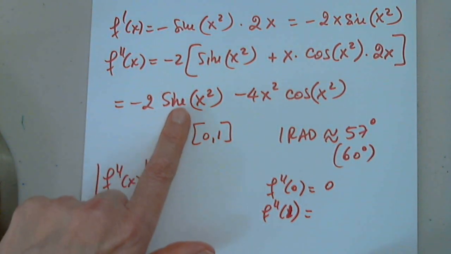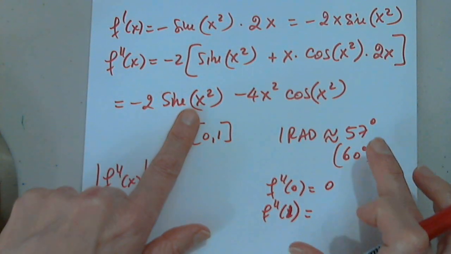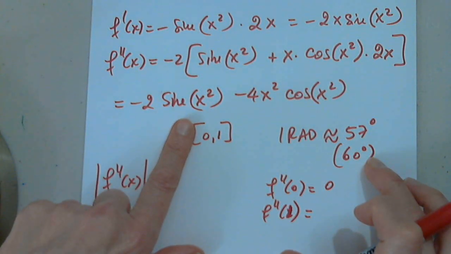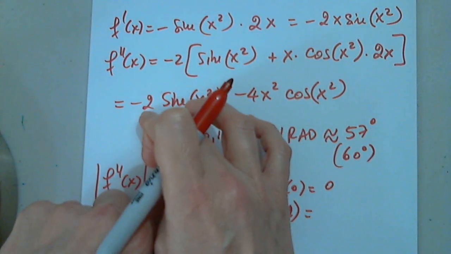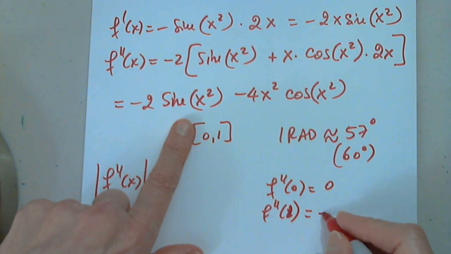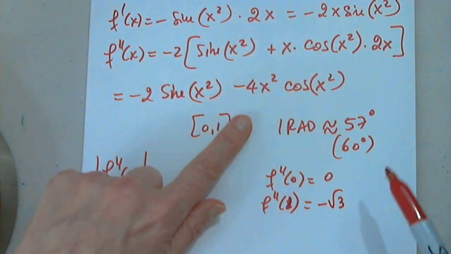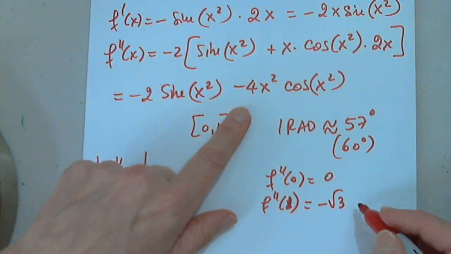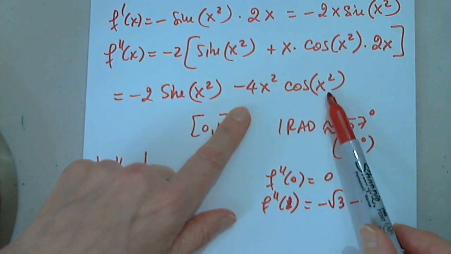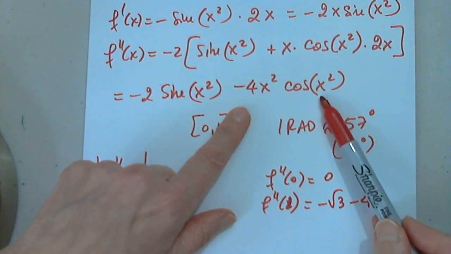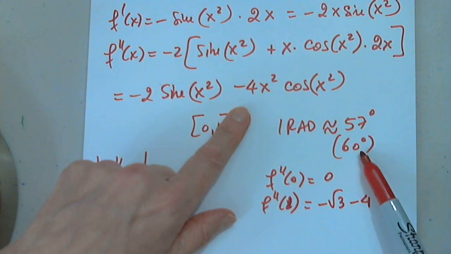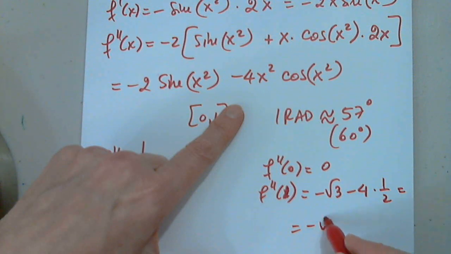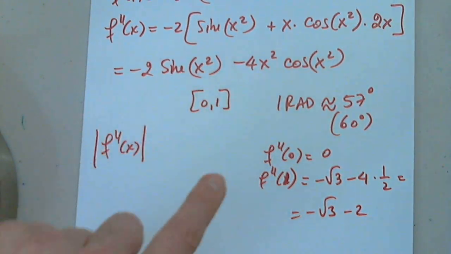So here, sine of 1 is a sine of 60 degrees, which is the square root of 3 over 2, with a minus 2 in front. So that would be negative the square root of 3. Now here, with 1, so this is negative 4. And cosine of roughly 60 degrees is 1/2. So times 1/2. So this will be negative the square root of 3 minus 2.